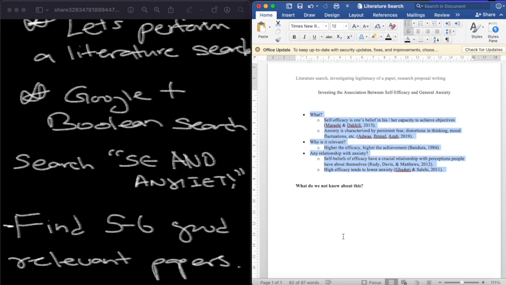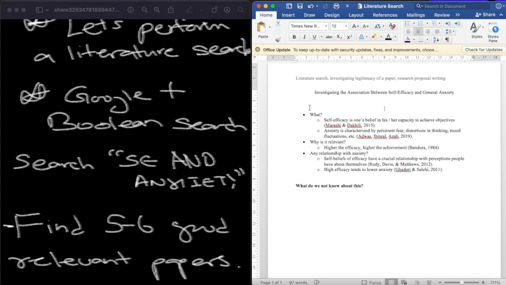Now here I am intending to explain, actually here not investigating the association between self-efficacy and general anxiety. Now, what do I intend to tell my readers? So this is exactly what we would want to do.